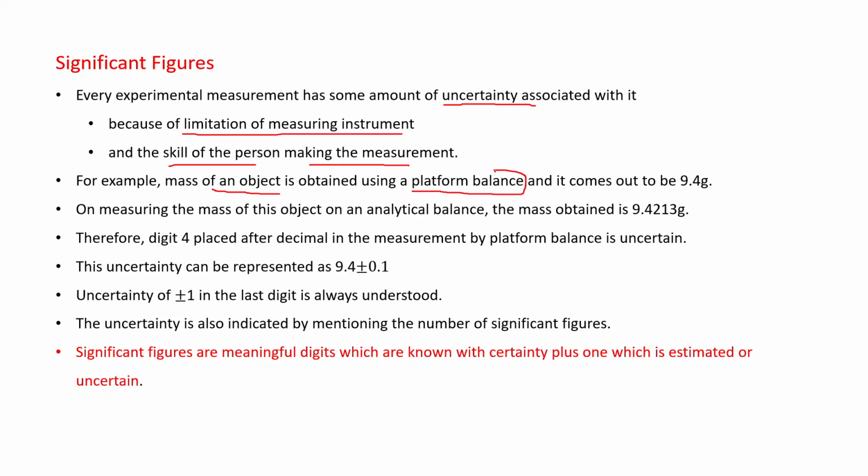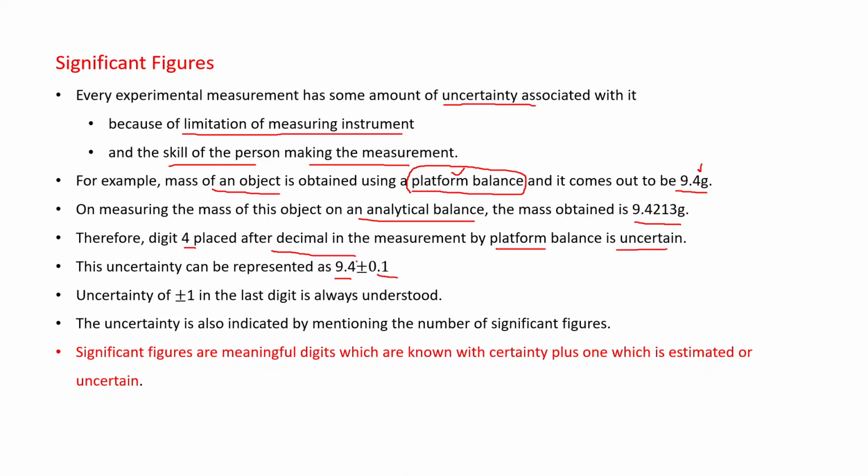That is the balance you can see at the railway station or at the bus stand. If you weigh any object using this platform balance and it comes to 9.4 gram, and again the same object is measured by an analytical balance, then the mass obtained is 9.4213 gram. That's why we can say the digit 4 placed after the decimal in the measurement by platform balance is uncertain, and this uncertainty can be represented like this: 9.4 plus minus 0.1.